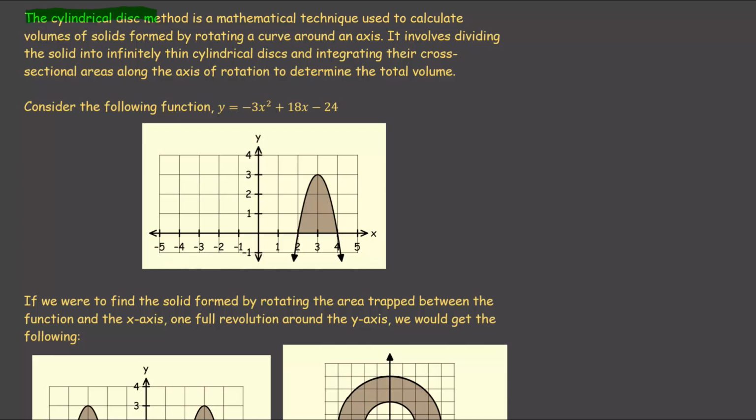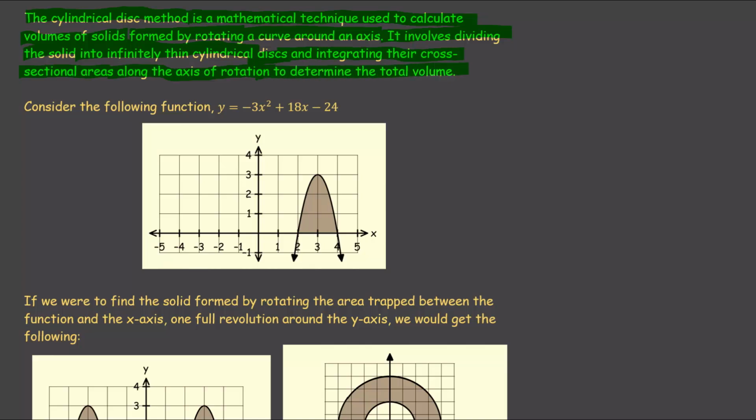The cylindrical disk method is a mathematical technique used to calculate volumes of solids formed by rotating a curve around an axis. It involves dividing the solid into infinitely thin cylindrical disks and integrating their cross-sectional areas along the axis of rotation to determine the total volume. So what does all that mean?